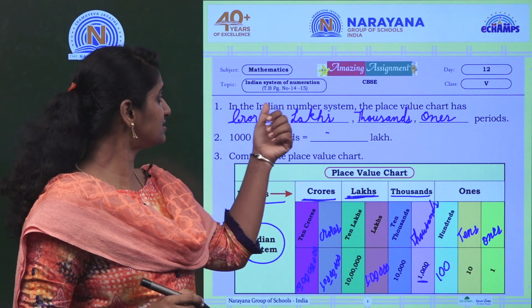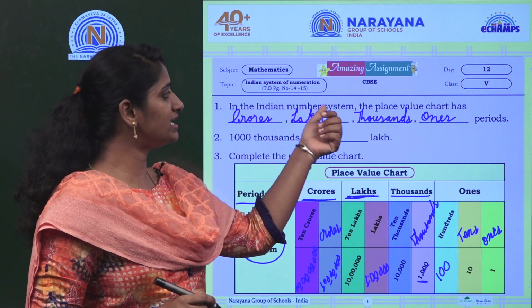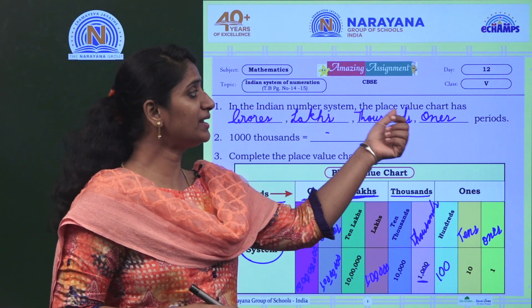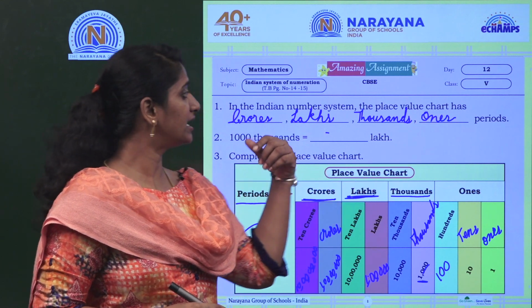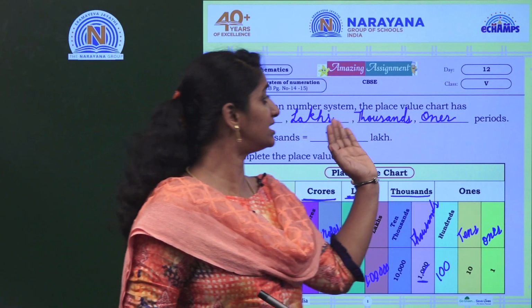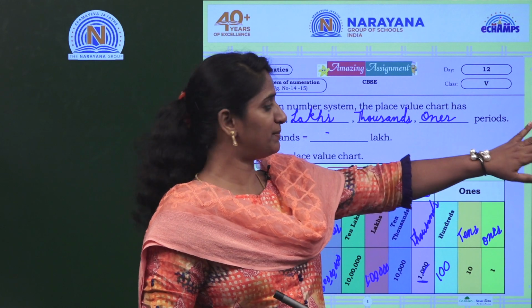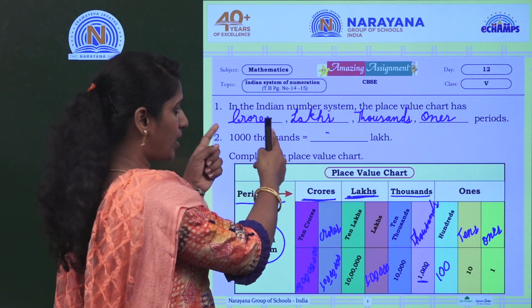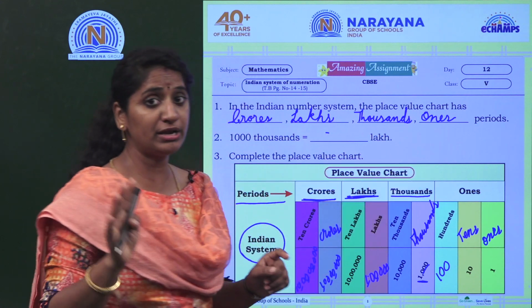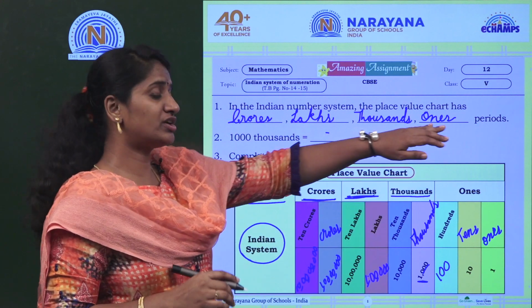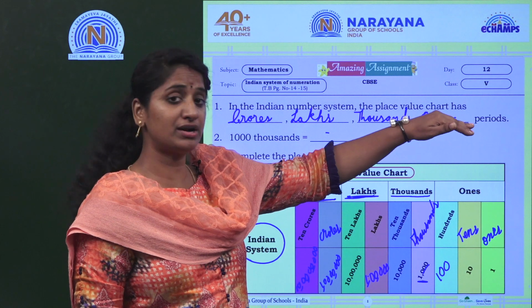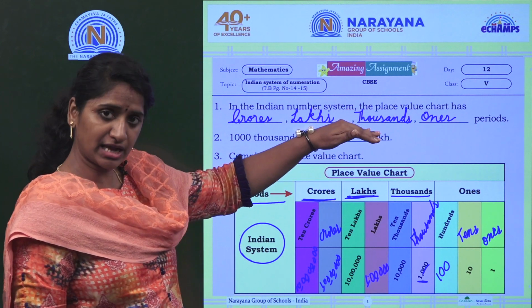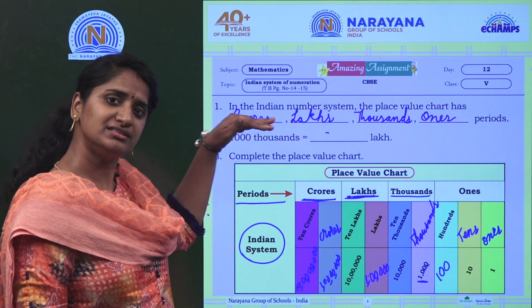Okay, I am repeating this. In the Indian number system, the place value chart has dash dash dash and dash periods. So how many periods do we have in the Indian system according to this? 1, 2, 3, 4. How many periods? 4 periods. The first period starts from ones period, then thousands period, then lakhs, then crores.